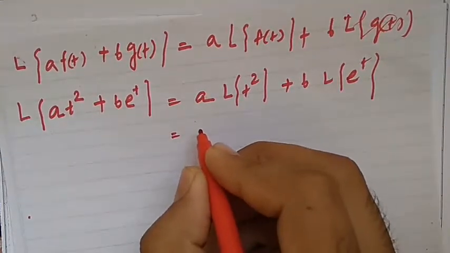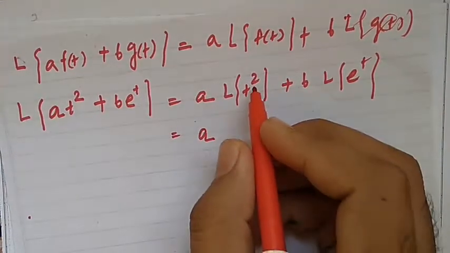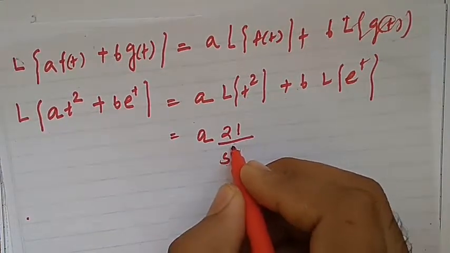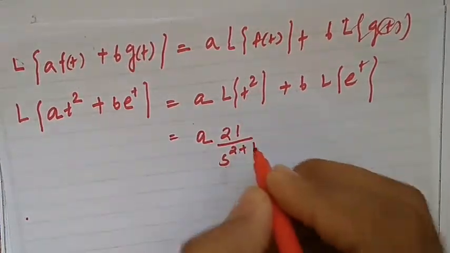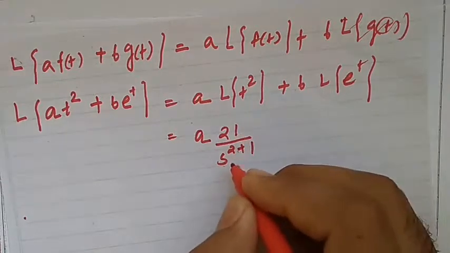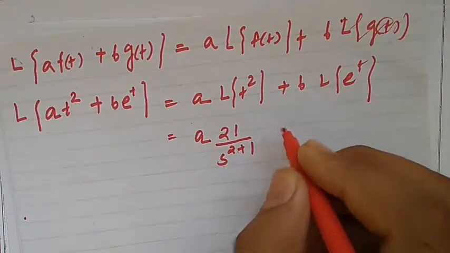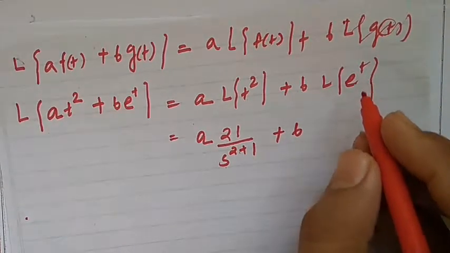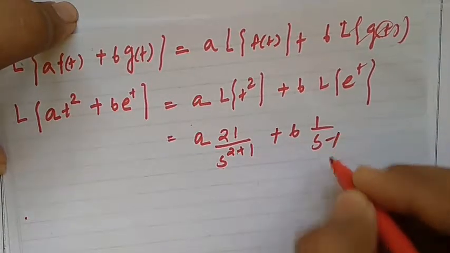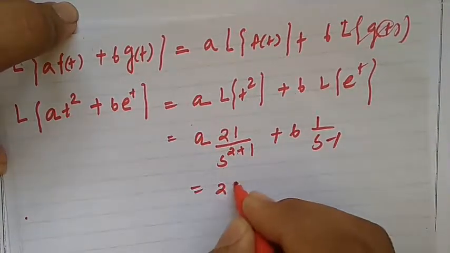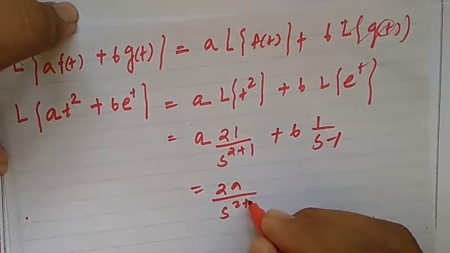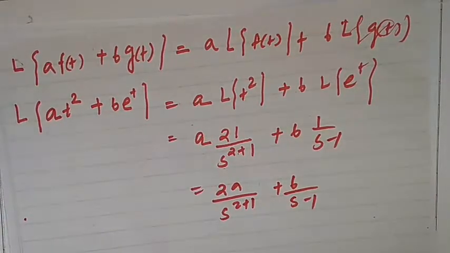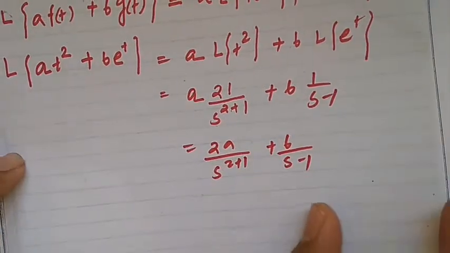Okay, a into the transform of t square, which is 2 factorial by s to the power 2 plus 1, using the t to the n formula: t to the n equals n factorial by s to the power n plus 1. Plus b into L of e to the power t. Here a is equal to 1, so 1 by s minus 1. So 2a by s to the power 2 plus 1, plus b by s minus 1. Okay, this is our Laplace transformation linearity theorem.